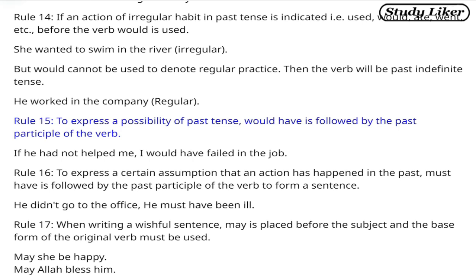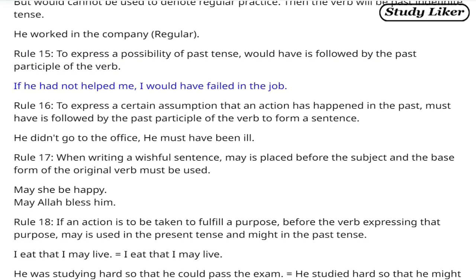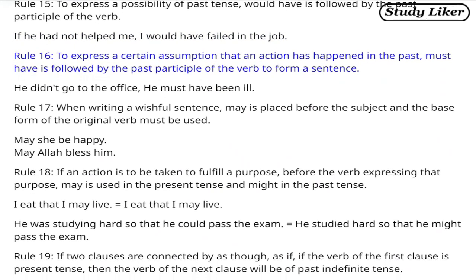Rule 15. To express a possibility of past tense, would have is followed by the past participle of the verb. If he had not helped me, I would have failed in the job. Rule 16. To express a certain assumption that an action has happened in the past, must have is followed by the past participle of the verb to form a sentence. He didn't go to the office, he must have been ill.